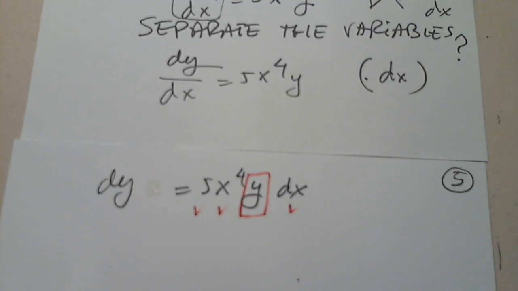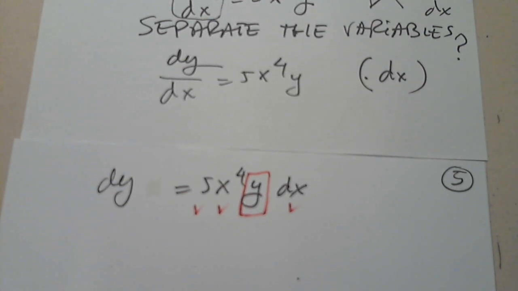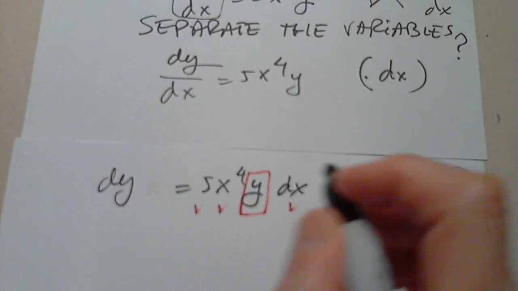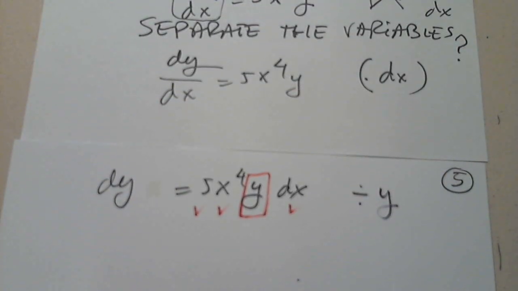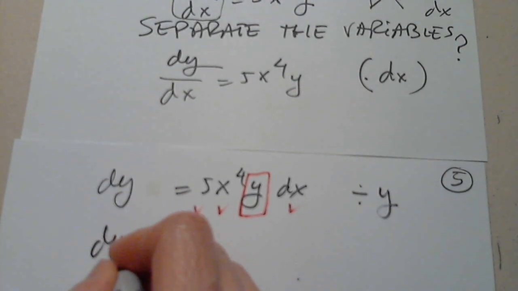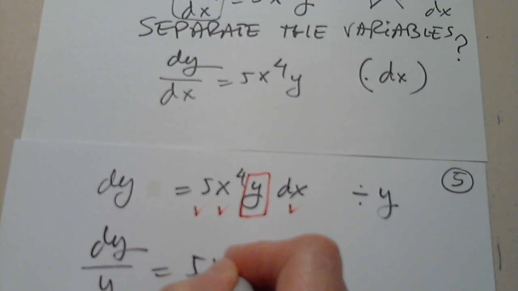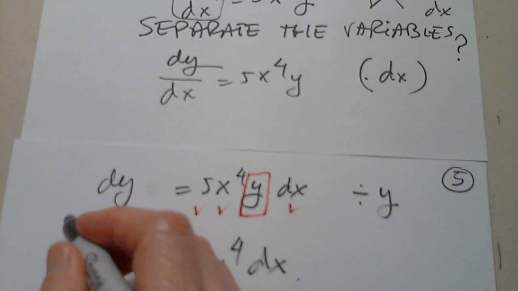What should I do to both sides now to make y disappear from that right-hand side? What do you think we should do? Would you multiply by y? You mean divide? Divide by y. Yes, we divide both sides by y. So we have dy over y equals 5x to the 4th dx. Now I'm happy.